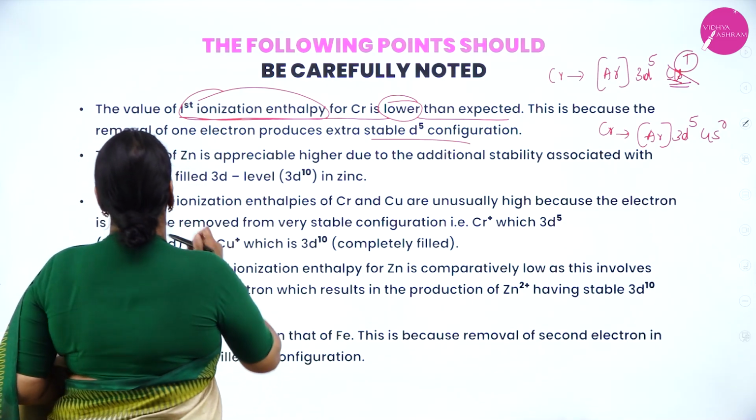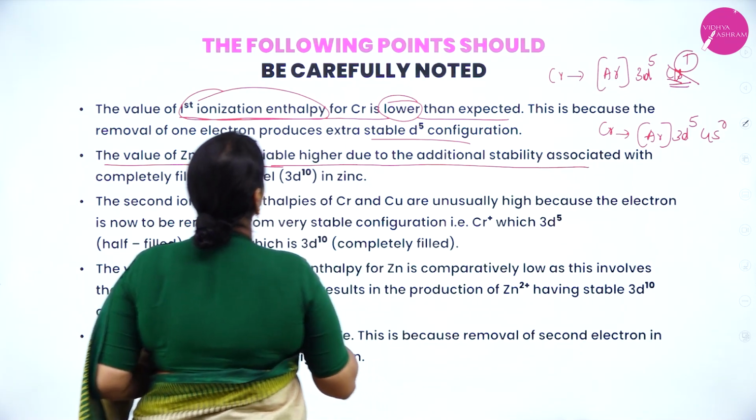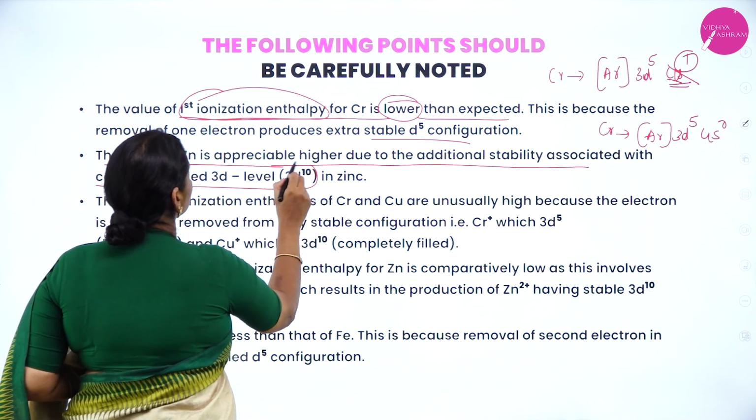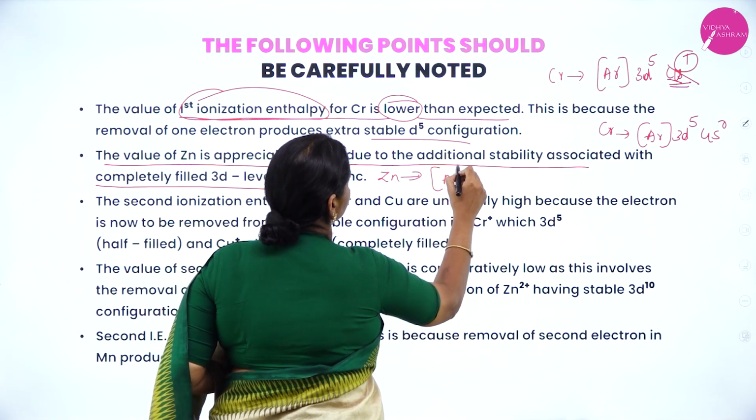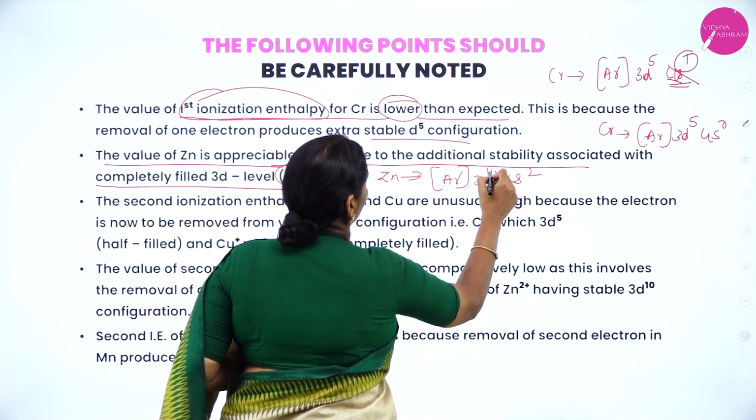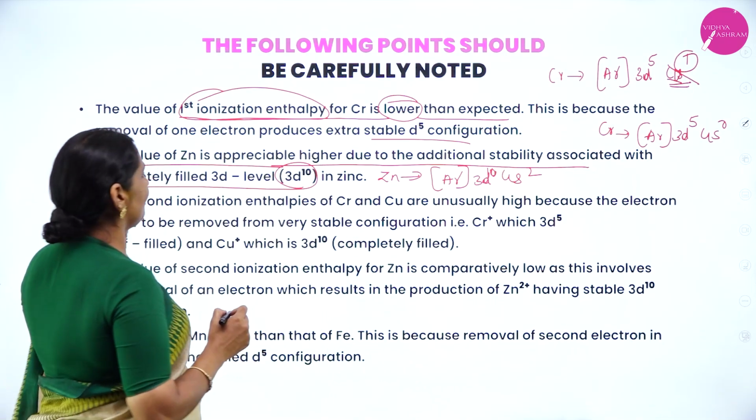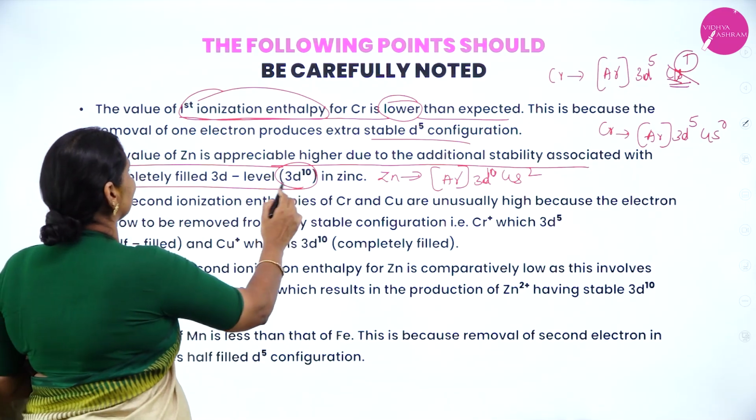Similarly, the value for zinc is appreciably higher due to the additional stability associated with the completely filled level. When you consider zinc, whose electronic configuration is Ar 4s2 3d10, here also the values are appreciably higher due to the presence of 3d10 in zinc.